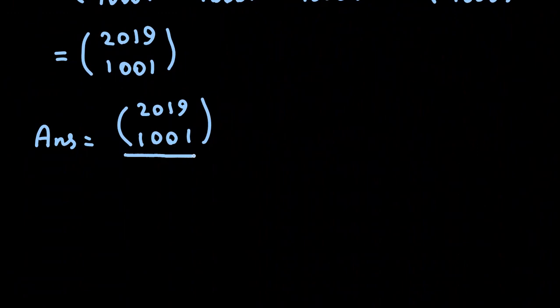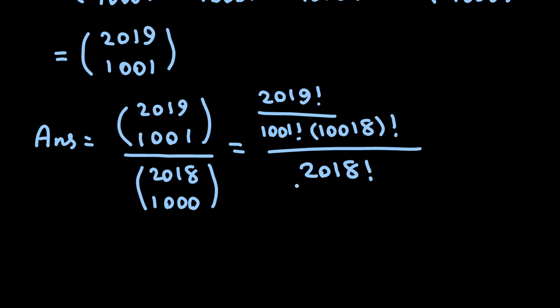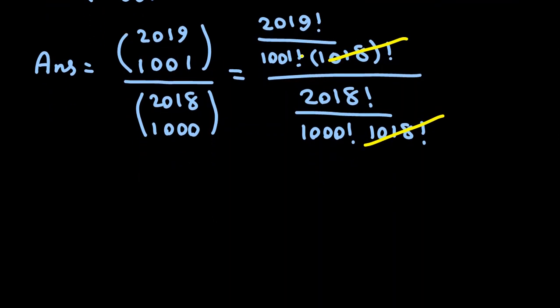And if you want to find the denominator, we said here all subsets with 1000 elements: 2018 choose 1000. Now, if I want to calculate, it will be the numerator 2019 factorial over 1001 factorial times 1018 factorial, which from part one I explained in the video, all over the denominator, 1000 factorial times 1018 factorial, sorry, let me correct it, it should be 1018. Here also 1018, you can cancel. Let me cancel with red. Here you have 1001, so 1000 is left, here 2019 is left.